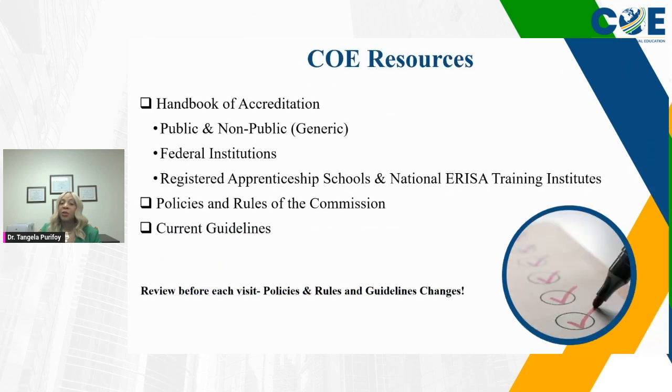The Council on Occupational Education provides the following resources for accreditation to explain the accreditation standards, guide the accreditation process, and ensure consistency, clarify roles and responsibilities, and support self-assessment. The following books are the Handbook of Accreditation for Public and Non-Public, Federal Institutions, Registered Apprenticeships, Policies and Rules of the Commission, and the Guidelines.